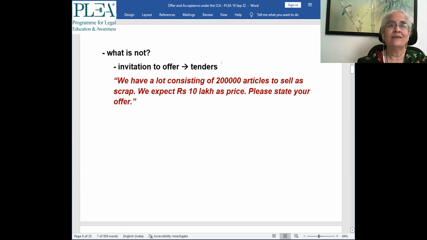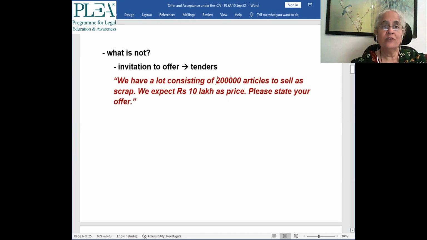Invitations to offers are not proposals. They invite proposals. So if a person writes that we have a lot, meaning a collection of goods consisting of 2 lakh articles, to sell as scrap, we expect rupees 10 lakh as price, please state your offer, they are indicating what they have, and then saying you make the offer. So you may make an offer of 9 lakh rupees as price, and we might say yes.